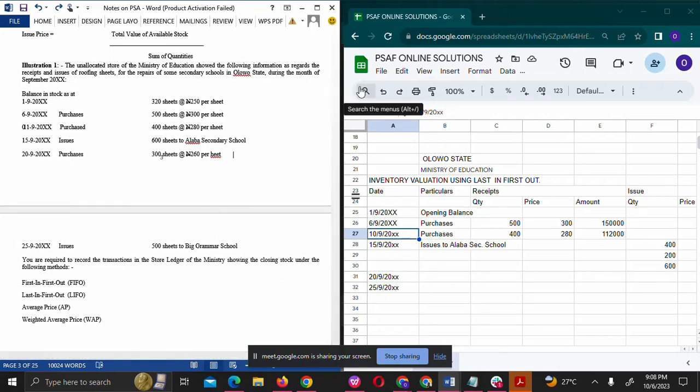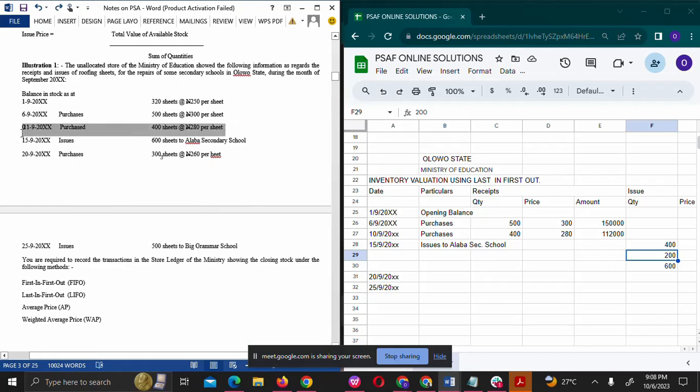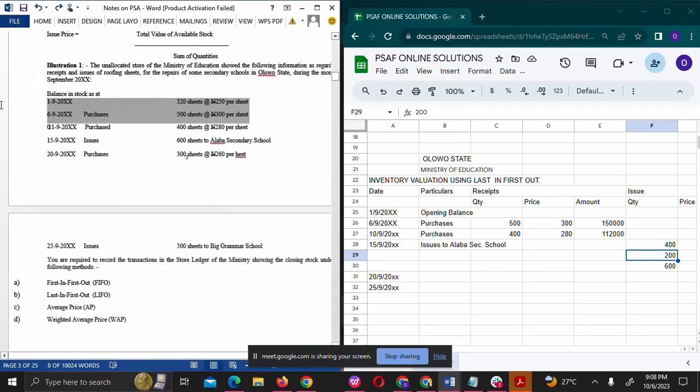Okay. Not issue now, purchases. I said not issue, but purchases. Okay, makes sense. Yeah, you get it. So now you have 600 units. Out of the 600 units, you can pick 400 conveniently from this first one, right? Then, since you've picked 400 conveniently at 280, you are going to go to the next last one.